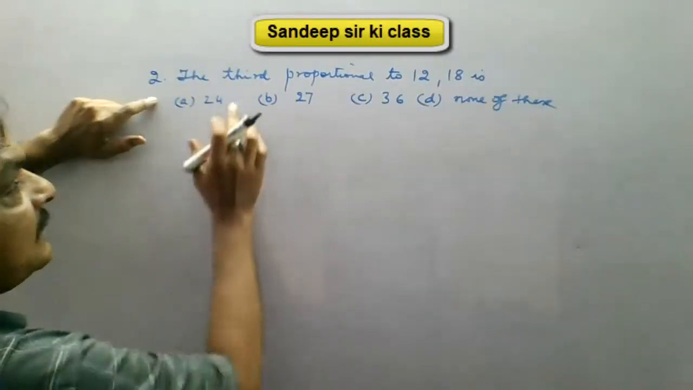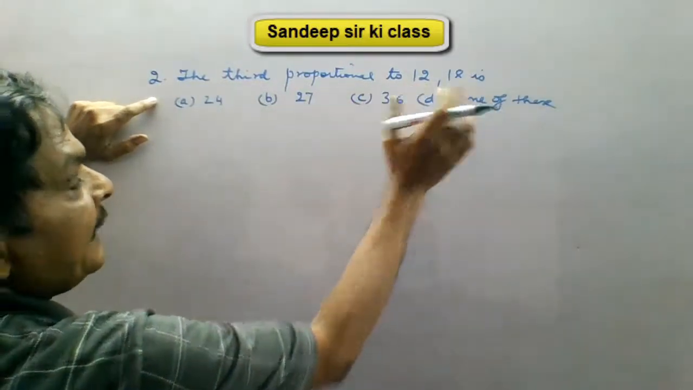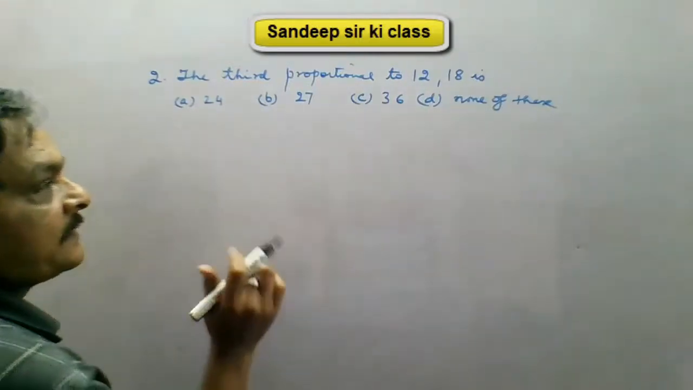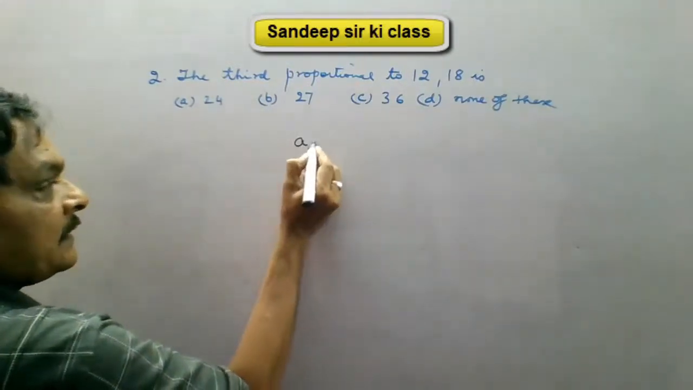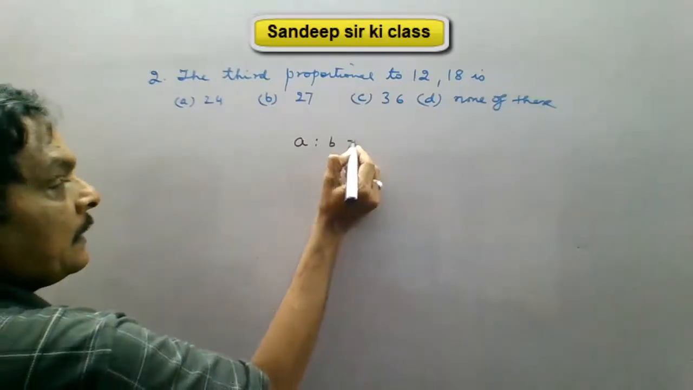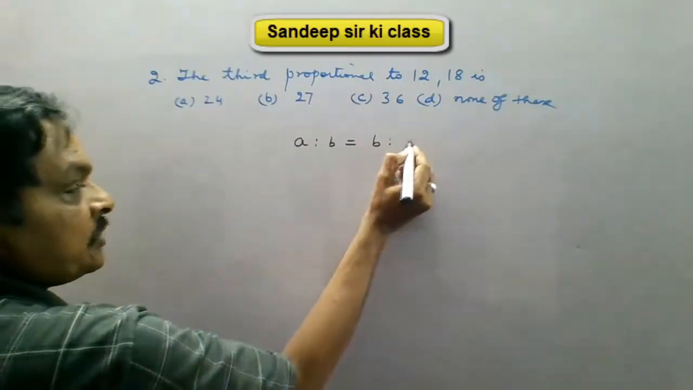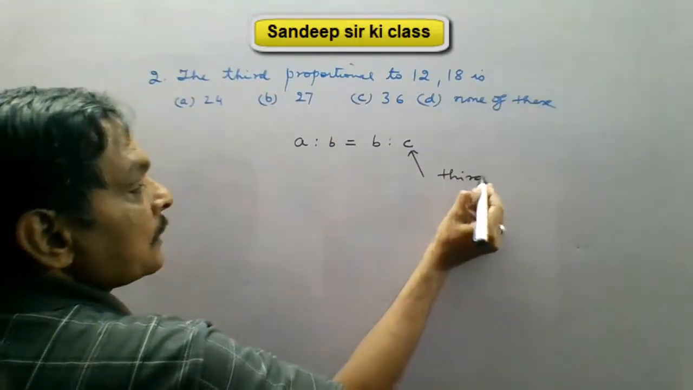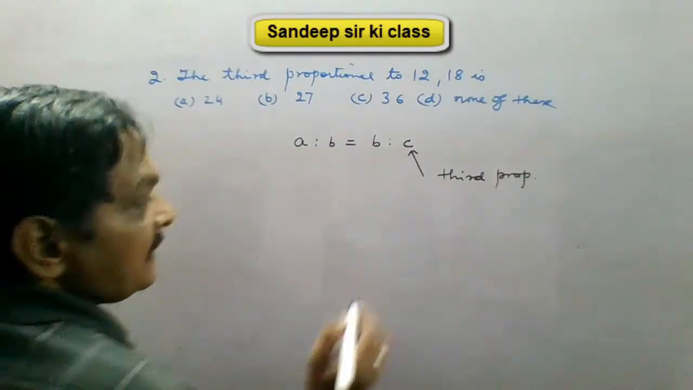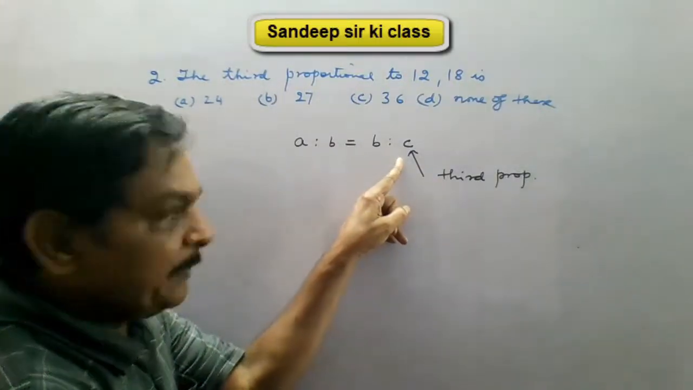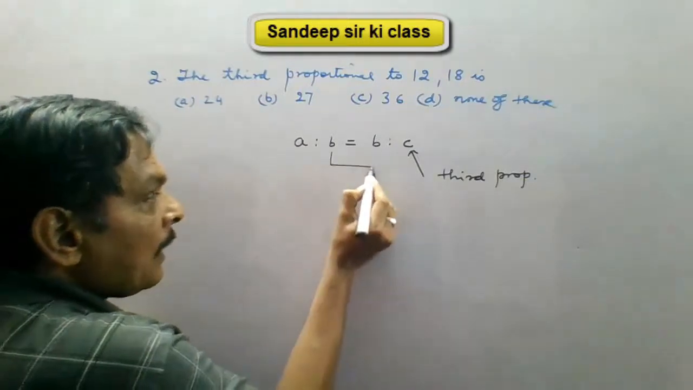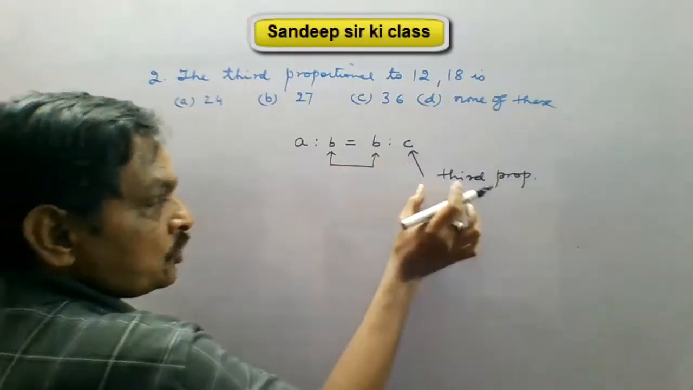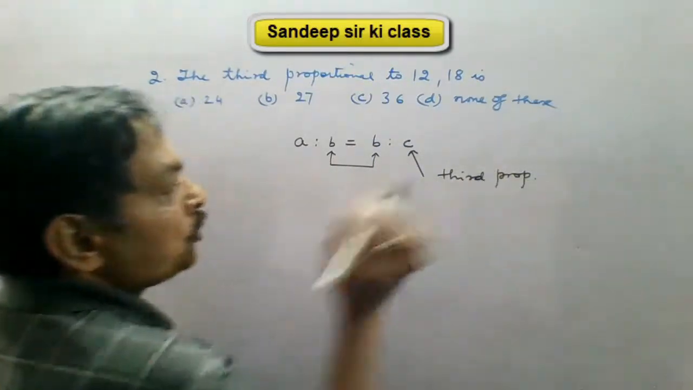Question 2. The third proportional to 12, 18 is. Options are 24, 27, 36 and none of these. Now we know that if A ratio B is equal to B ratio C, then C is called the third proportional. Though C comes at the third place, here B is repeated. B comes here and B also comes here. So C is called the third proportional.